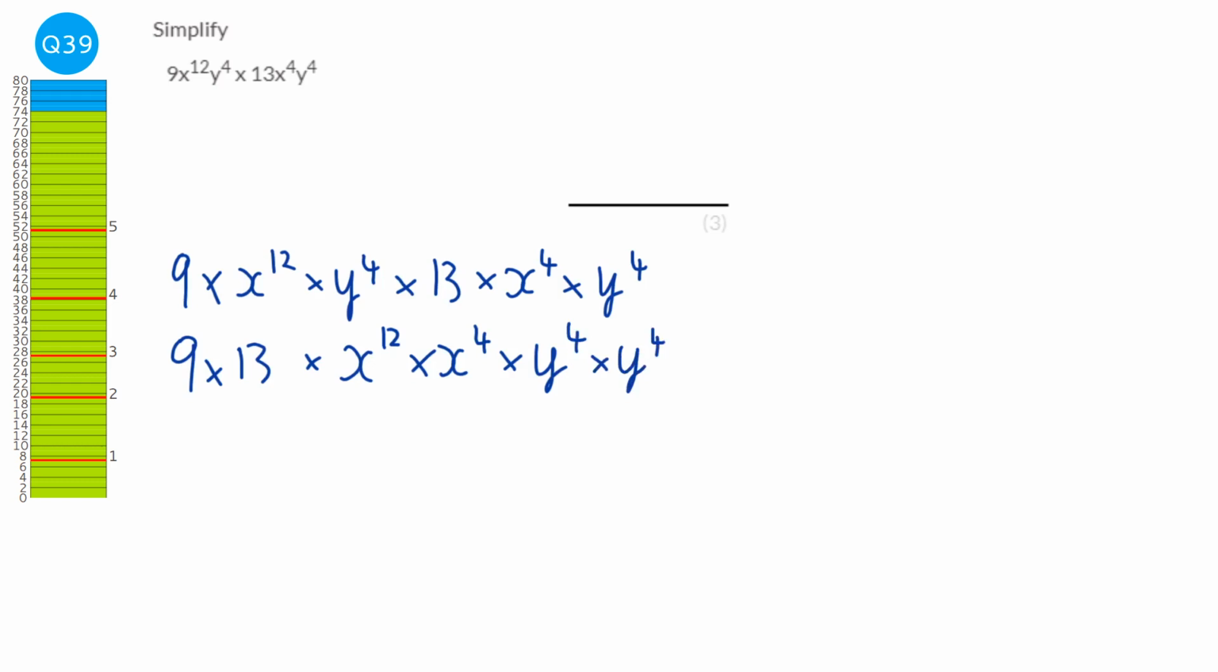So, first thing to do is 9 times 13, which is just 117. Then we've got x to the power of 12 times x to the power of 4. Now we know when we multiply two powers of the same base, and the base is x on both of those, we just add the powers. So it's 12 plus 4, which is 16. It'll be x to the power of 16, and then y to the power of 4 times y to the power of 4, we just add them together, so it's y to the power of 8.